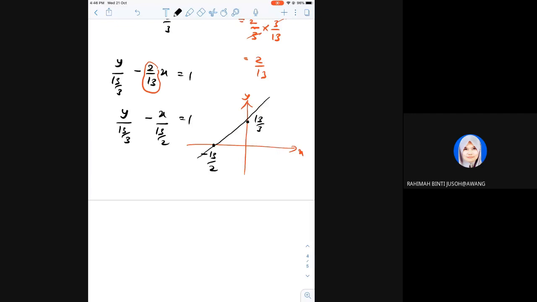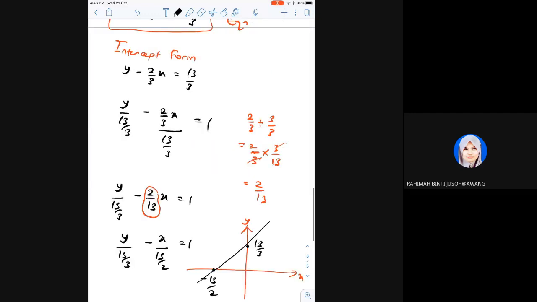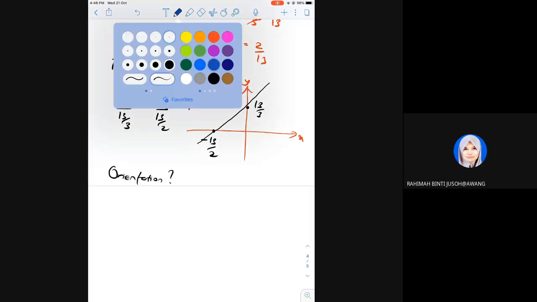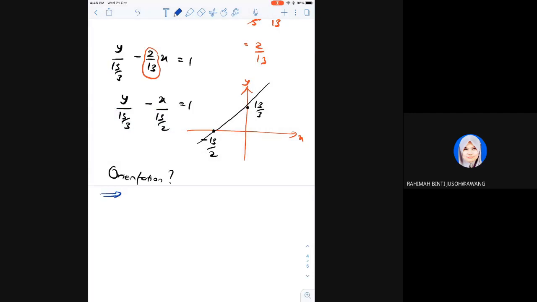Okay, now orientation. Orientation tu apa? Tengok dalam video, you dah belajar daripada video YouTube hari tu. What is orientation? What do you understand about orientation? Increase in T. Okay, orientation, that's good, a good trial. Orientation means direction of increasing T. Arah apabila nilai T meningkat.